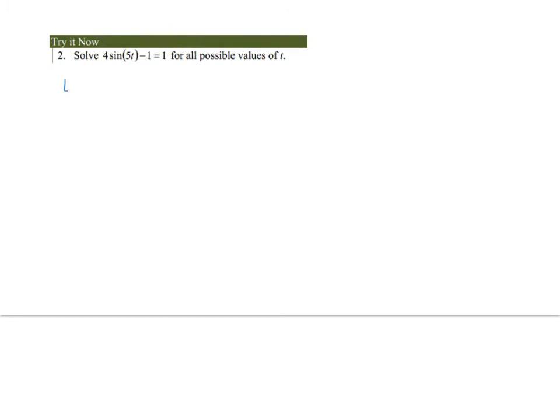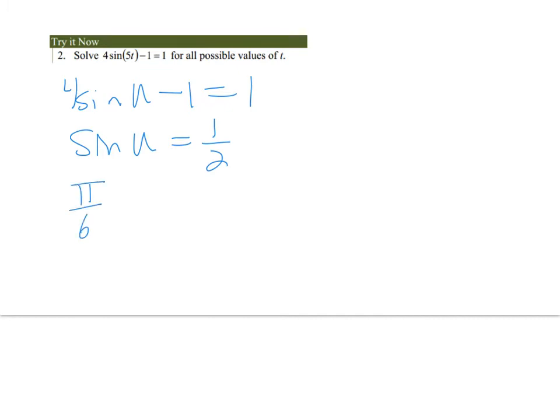So what I'm going to do is pretend the 5t is not there for a minute. I'm going to call it u. Then I'm going to isolate the sine. So add 1, divided by 4 is 1/2. Again, I get pi over 6, and I've got 5 pi over 6, plus 2 pi k. And that's going to be equal to 5t.